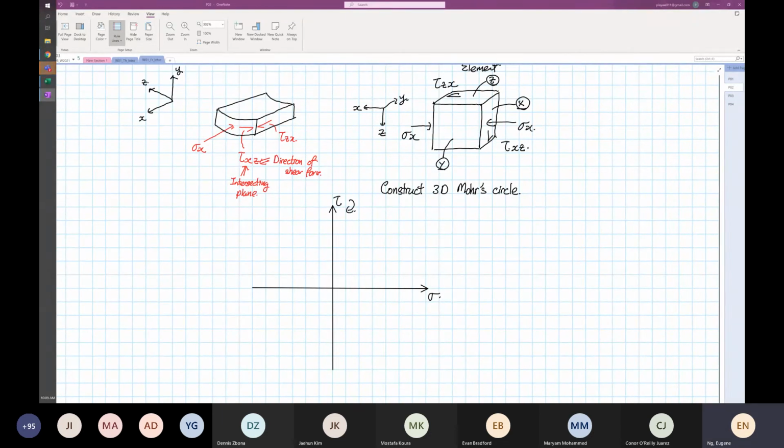So clockwise rotation, anti-clockwise rotation. If you look at the element, we're going to find point X now. Point X is going through compression. As I said, this is just a sketch. So this is my point X.